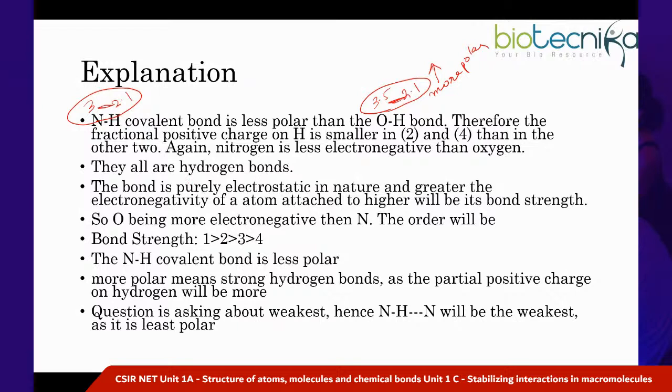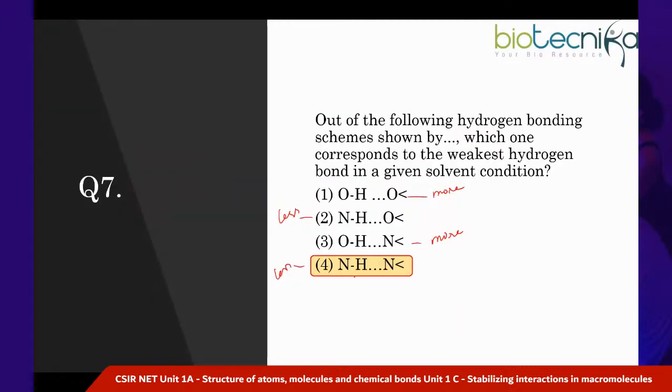All of them are hydrogen bonds, okay? Now, oxygen being more electronegative than nitrogen, so this is the bond strength. So, the NH covalent bond is less polar. Now, more polar means a stronger hydrogen bond, as the partial positive charge on hydrogen will be more, isn't it? But it is asking about the weakest. So, in this also, if you see this one and this one, since in this one oxygen is involved, there will be a polar difference between the hydrogen and oxygen than in nitrogen and hydrogen.